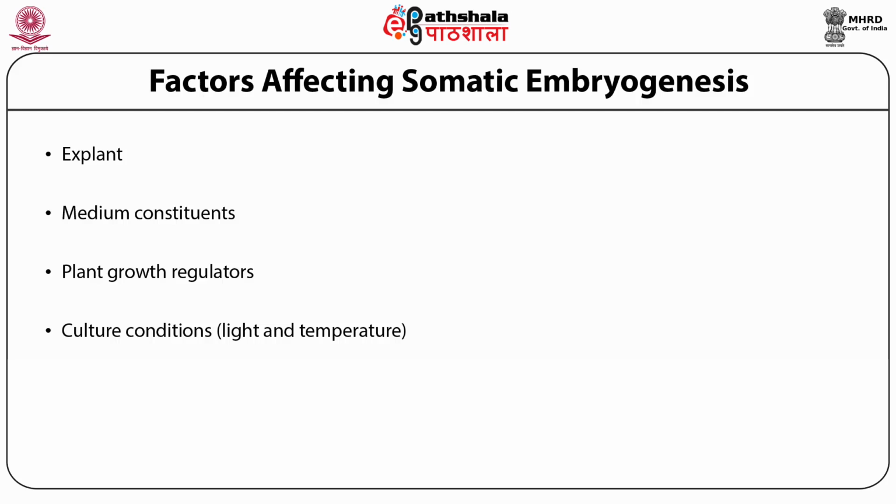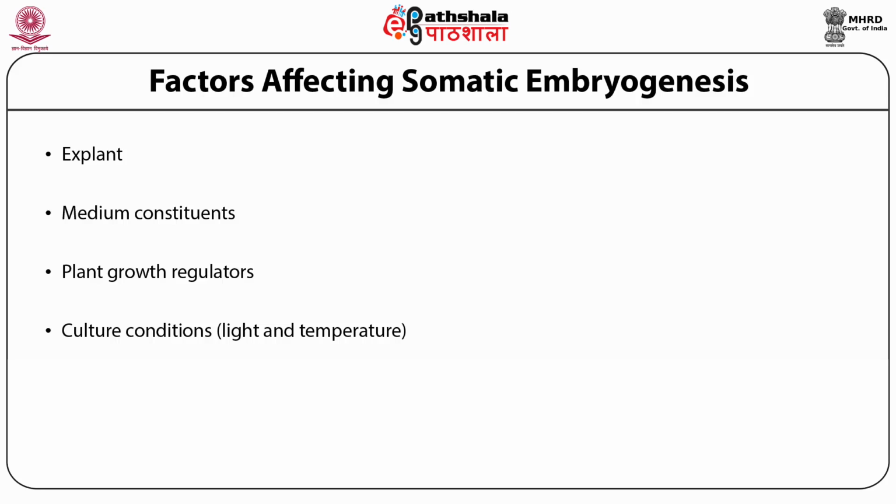It is required both for initiation as well as maturation of embryos. Ammonium chloride, ammonium nitrate, casein hydrolysate, and a range of amino acids have been used for induction of embryogenesis. The most commonly used carbon source, as for other tissue cultures, is sucrose. Cell density, ethylene concentration, and light are other factors that affect somatic embryogenesis.